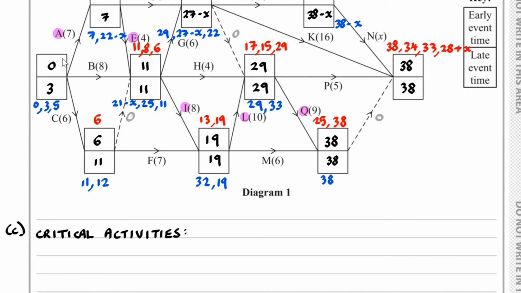So for the critical activities, we have A, we have E, we have I, we have L, and we have Q. These are our critical activities.